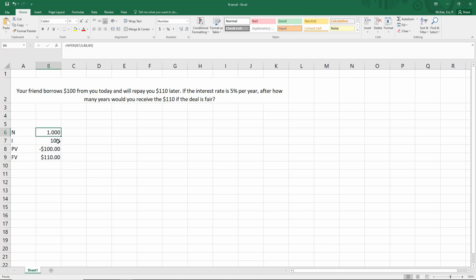So with this single function, you can now find the maturity for any time value of money question your professor might throw at you.